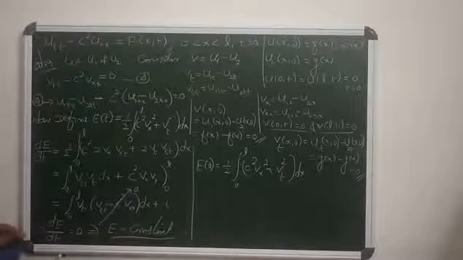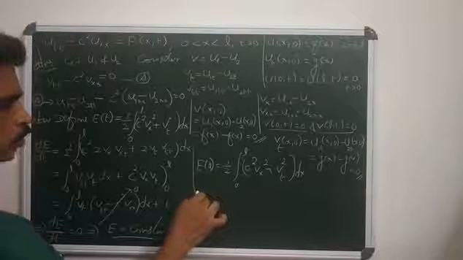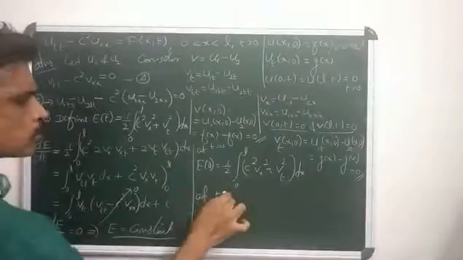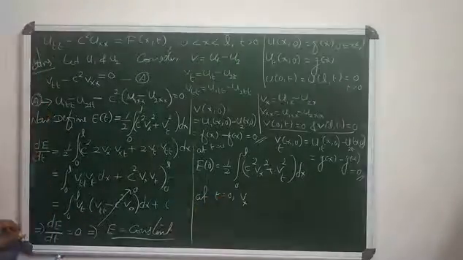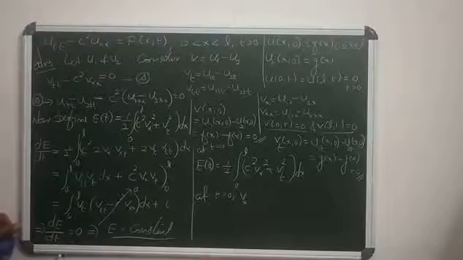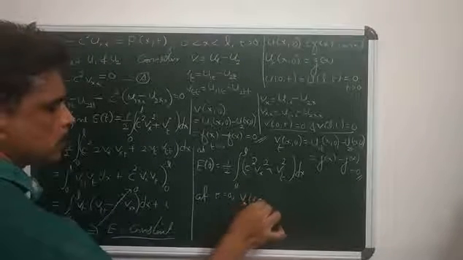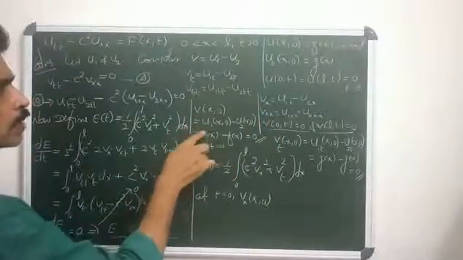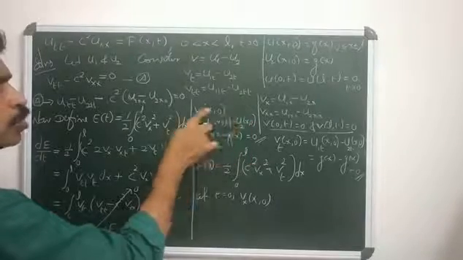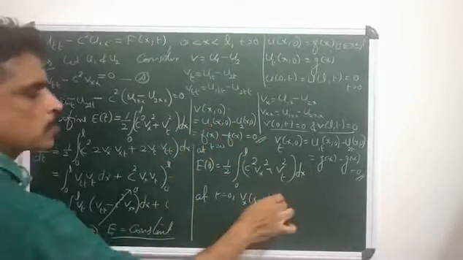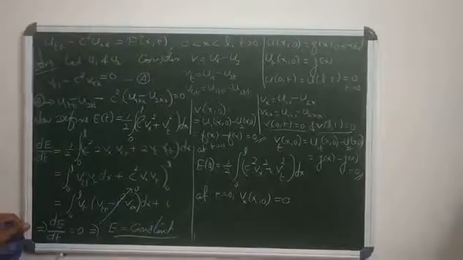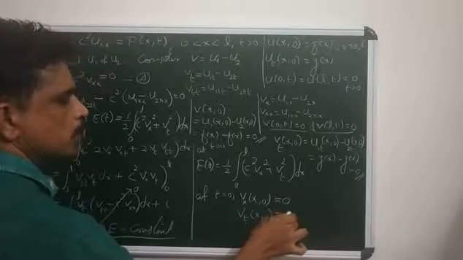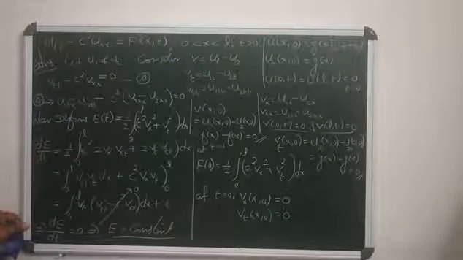So E0 means at t equals 0, that is E of t at t equals 0. At t equals 0, what is vx? Here vx0 means vx(x,0). What is vx(x,0)? It is u1x(x,0) minus u2x(x,0), so vx(x,0) equals 0. Similarly, what is vt? It is vt(x,0), and vt(x,0) is again 0.